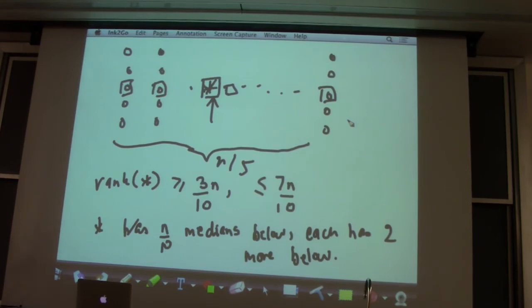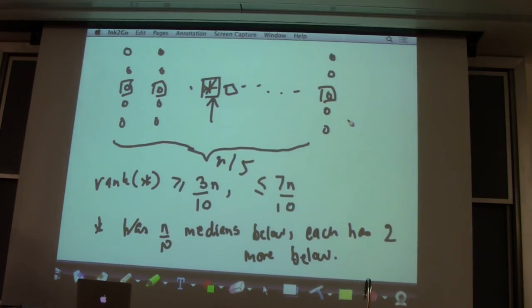Same thing here. In order to prove this claim, I need to show that there are at least 3n/10 elements that are below it that I picked, and I have not sorted the array. And the reasoning is as follows. This element star is bigger than n/10 elements by virtue of being a median. So it's in the middle. There's a whole bunch of medians here, it's in the middle. So there's n/10 elements below it. But each of them has 2 elements below them because they were the medians of their individual groups. So this element that we picked has 3n/10 things below it. It could have many more. I don't care. It has at least 3n/10. That's all I care about, that its rank is at least something.